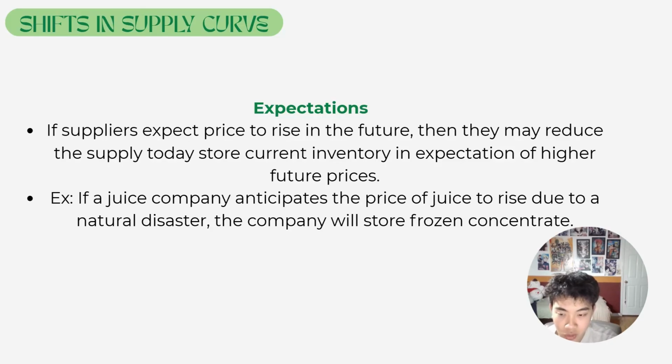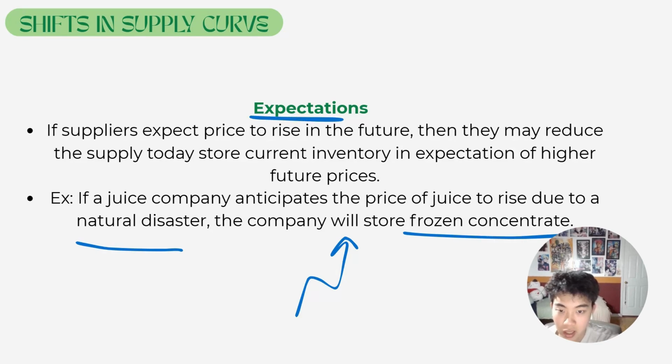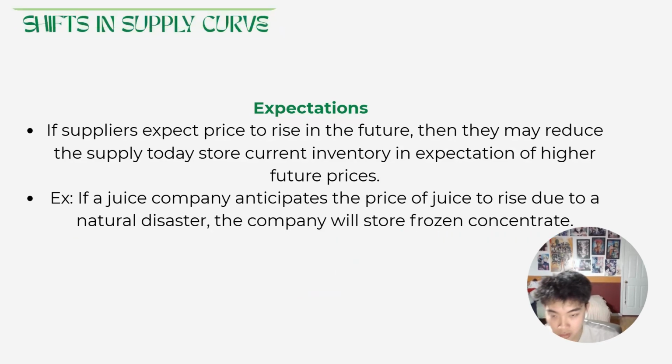So if a juice company anticipates the price of juice to rise due to a natural disaster, the company will store frozen concentrate. So they're anticipating a natural disaster, and so they're going to stock up on concentrate, so they'll have more supply because they expect a natural disaster.